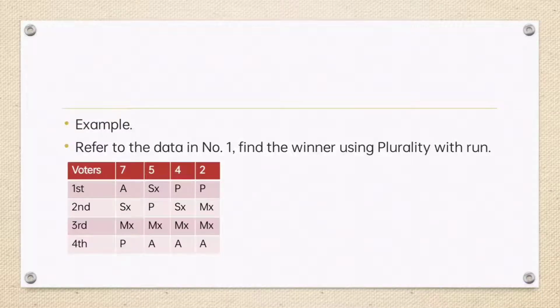Example. Refer to the data in number 1. Find the winner using plurality with runoff. So guys, since the top 2 vote getters were A and P, all others are eliminated, and we run an election between A and P.